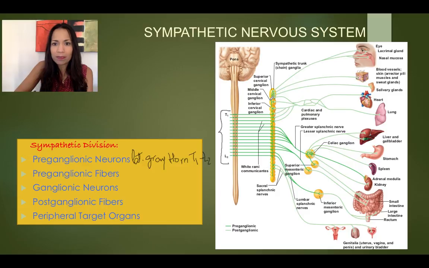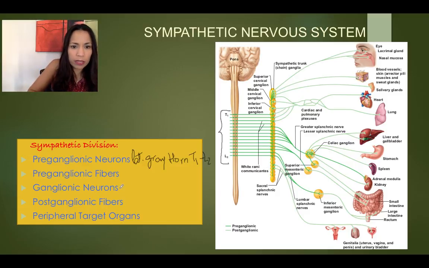They form the sympathetic chain ganglia. They are located also in collateral ganglia. And the third location is the adrenal medulla.